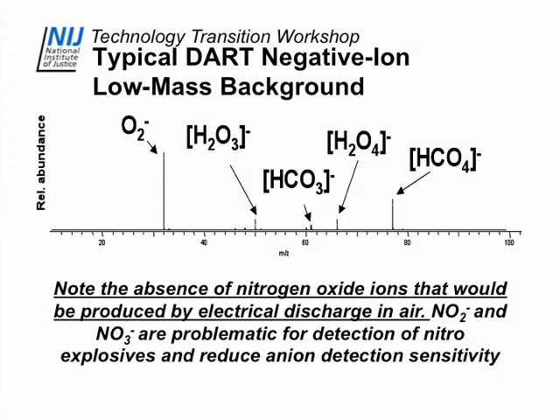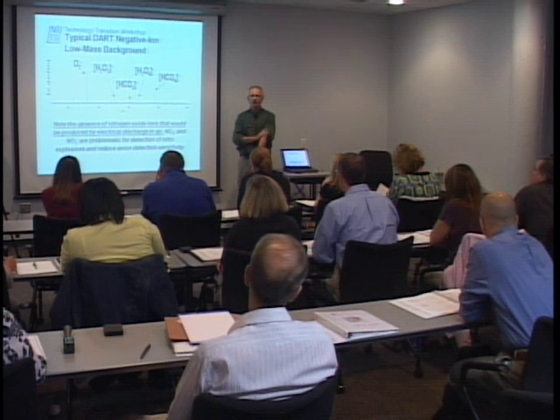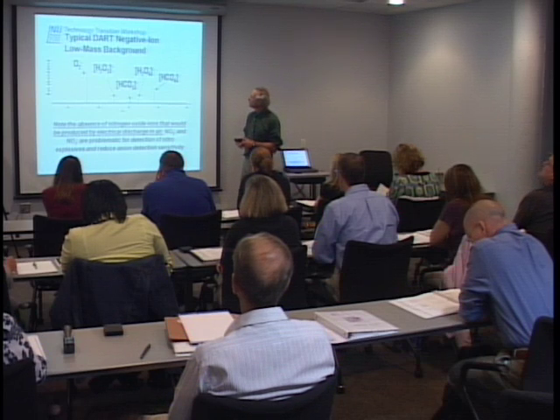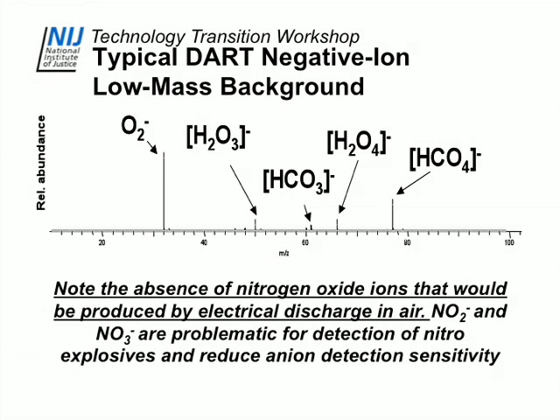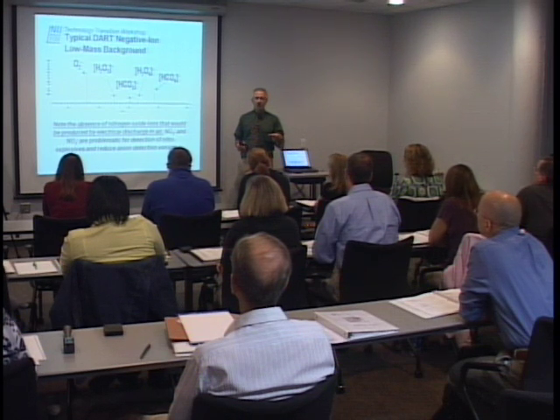Here's a typical low mass background. You will see, in addition to the oxygen, things that involve water and CO2. The ratios of these depend a little bit on the parameters, but they're not really critical in determining whether DART is going to work or not in negative ion mode. What is important is that you don't see a lot of NO2 and NO3, and those would happen at mass 46 and mass 62. If you just do a glow discharge out in open air, pretty much all you see is NO2 and NO3.